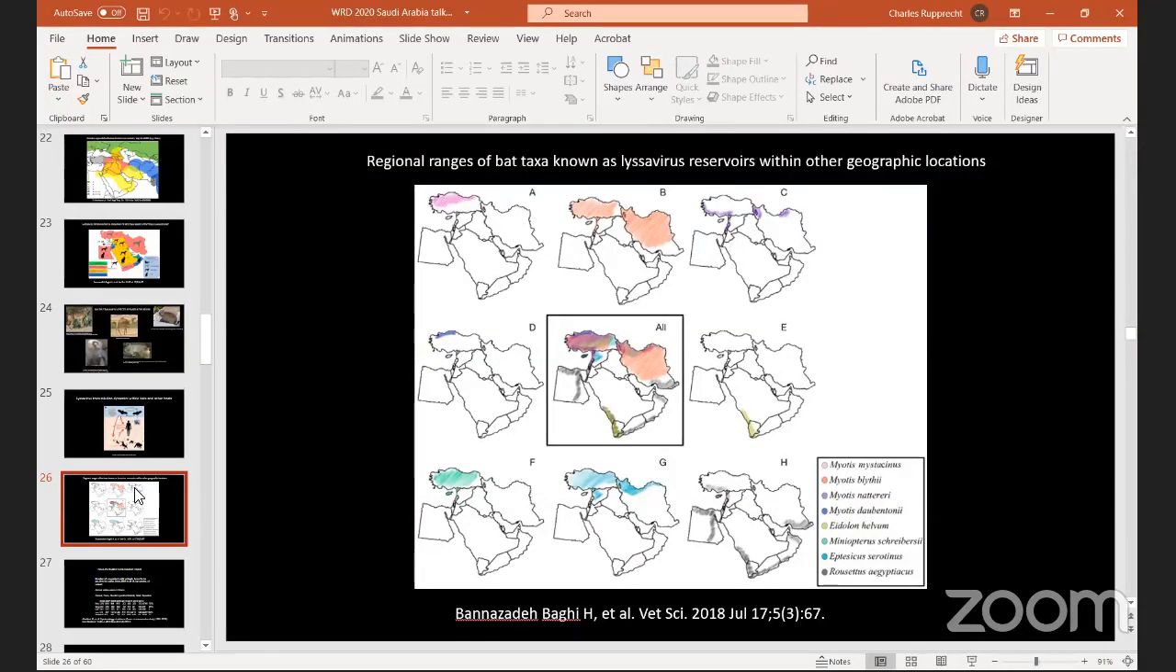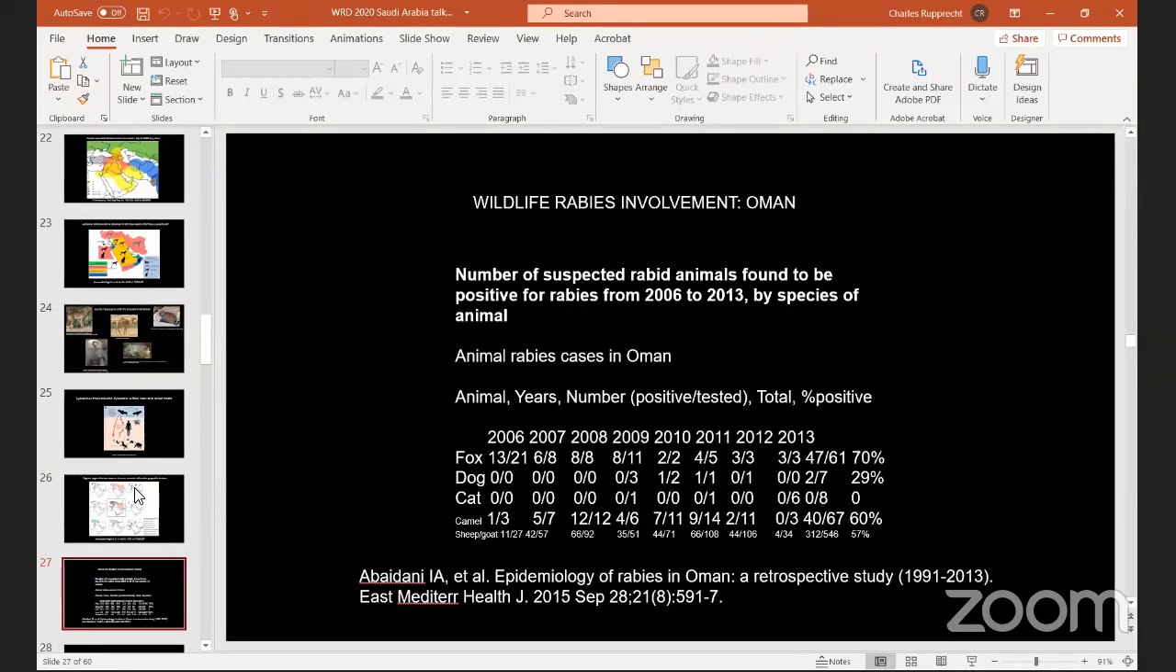Certainly not the random routine killing of healthy animals, which is not only unethical, it's against ecological principles, but it's certainly not supported by economics or other means.